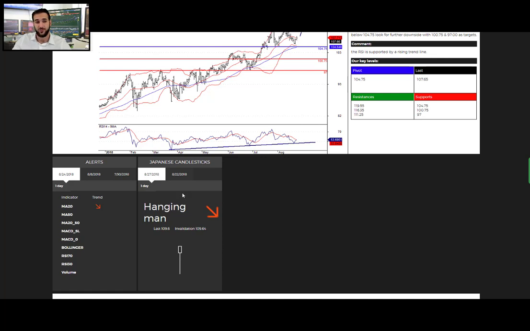So our pattern recognition software will detect technical breakouts or even major candlesticks to give more information to traders. For example, there's some bearish momentum with a 20-day moving average discovered on the 24th of August. We discovered a hanging man, which is a bearish candle, on the 27th of August, potentially signaling a reversal on the stock.